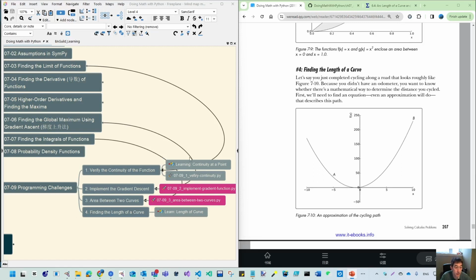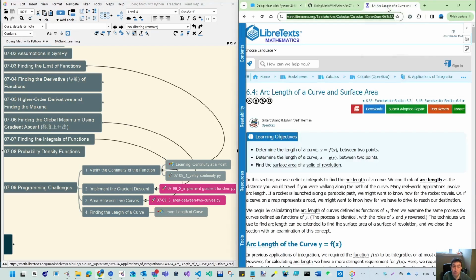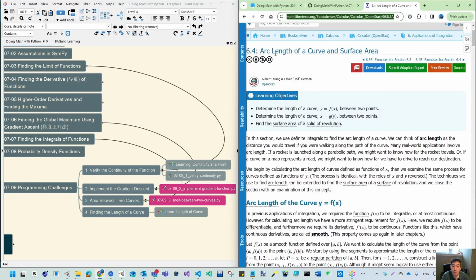On the left is the mind map. Actually, I gave you a reference link for this one. There are many online resources, and I just gave you one reference. You can read from these LibreTexts about arc length. If you have time, I would like you to read through it.